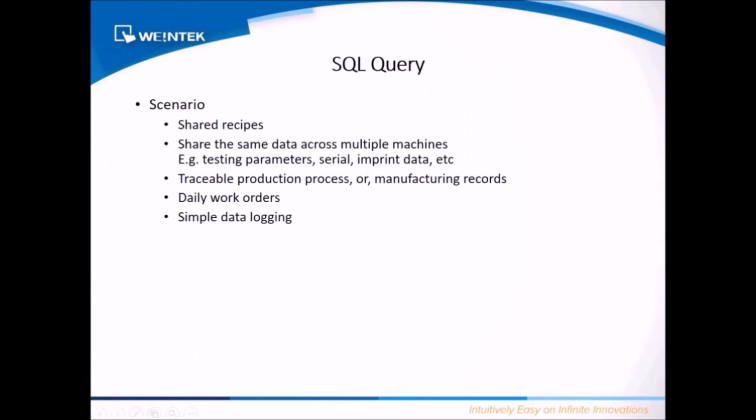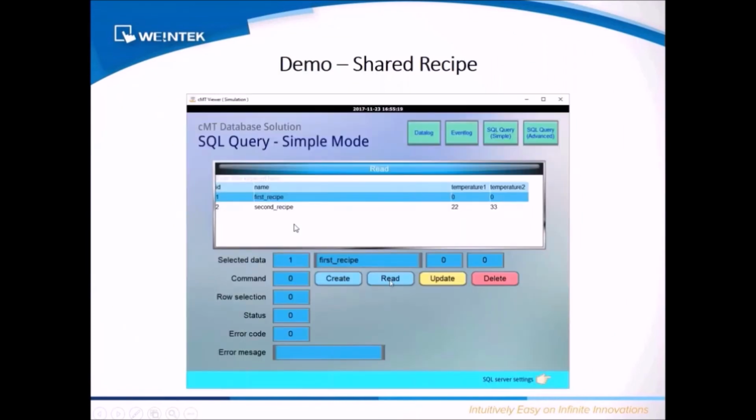Okay, so our SQL query scenarios: the first one is shared recipes, and the second one is that if you have testing parameters, like for compressors or for different manufacturing machines, or serial or imprint data, you can use SQL Query to get the shared data from the database. Or if you want to make your production process traceable, or keep manufacturing records, you can use our SQL Query, or you can do daily work orders or simple data logging.